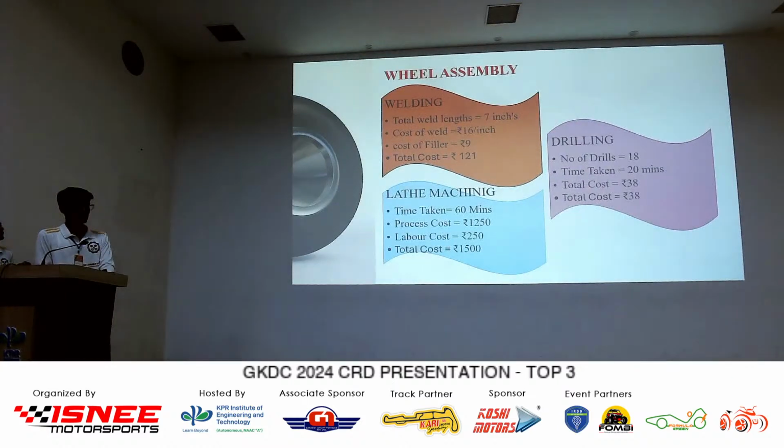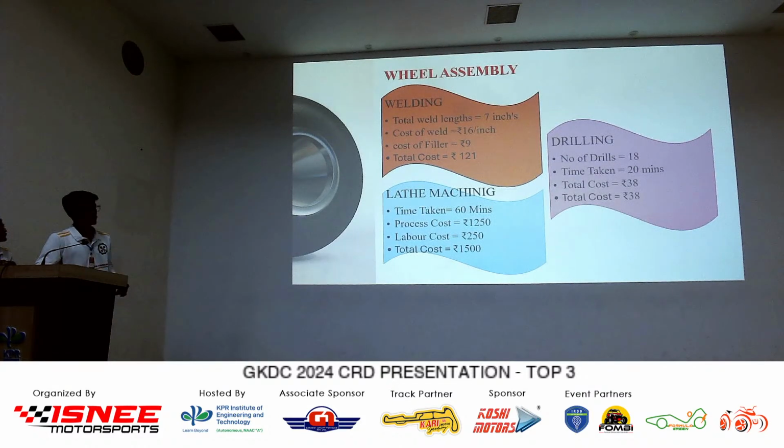Next is the wheel and assembly. In this wheel and assembly, we have the wheel, tire, hub, and stubs and rod ends. The total weld length is around 7 inches. The cost of weld is the same, 16 per inch, and the total cost will be around 121 rupees, including the filler cost. Coming to drills, the total number of drills is 18, and the time taken is 20 minutes. The total cost for only the drilling process is 38 rupees.